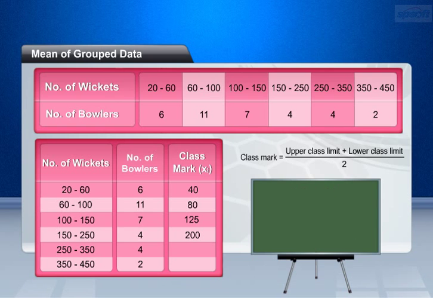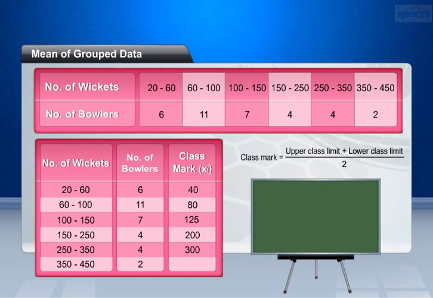Let us consider the interval 250 to 350. Here, upper class limit is 350 and lower class limit is 250. This implies that class mark equals (350 plus 250) by 2. This is equal to 600 by 2, which is 300. Therefore, the class mark is 300.